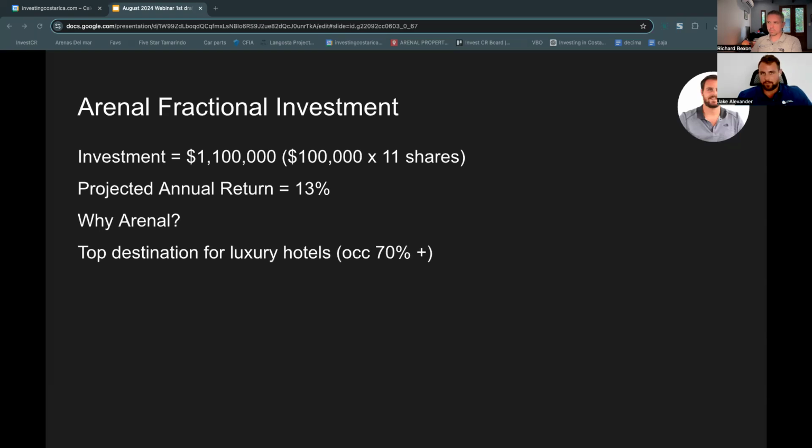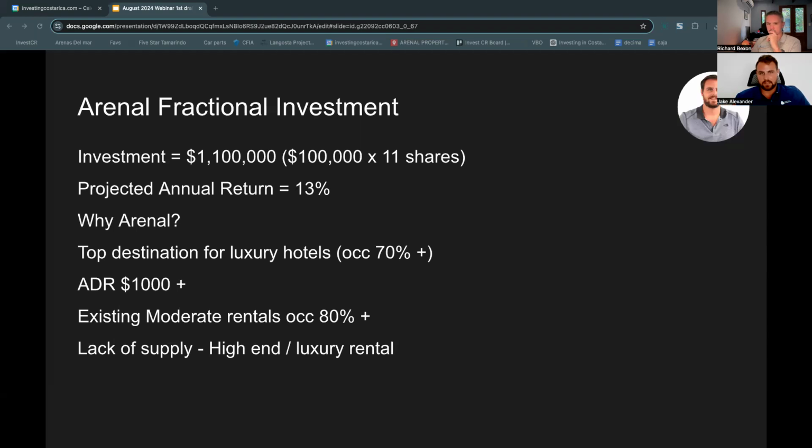And why Arenal? Well, this ultimately goes back to what you're talking about, where the magic happens. It's a top destination for luxury hotels, with extremely high occupancy on those hotels, 70%. Lots of luxury hotels with an average daily rate of $1,000 plus. When you look at the rentals that are already there, they're not that nice, and they're already exceeding 80% occupancy. So looking at all those different factors, we saw the opportunity to put a high-end luxury rental in there.